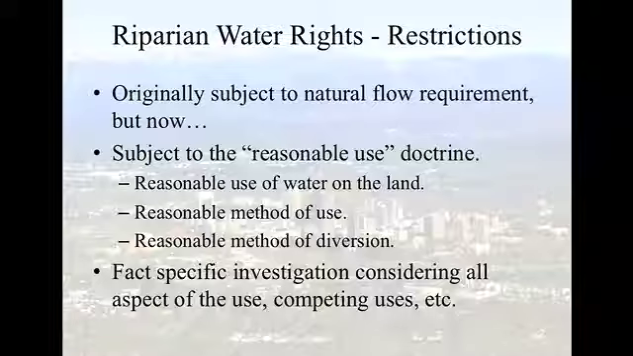These are generally subject to a reasonable use doctrine among the riparian rights holders. So you're allowed reasonable use of the water on your land, reasonable method of use, reasonable method of diversion. You can't use the water in an unreasonable way. And that reasonableness question is very fact-specific, considering all aspects of use, other potential uses of that water, what's going on kind of broadly in the watershed. And so it's a difficult call to make up front.